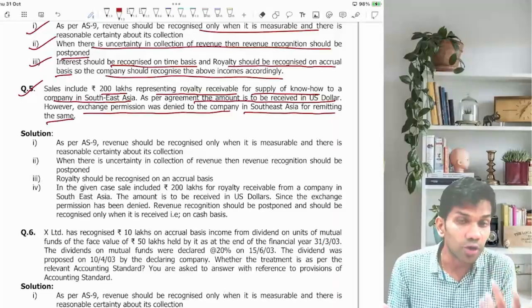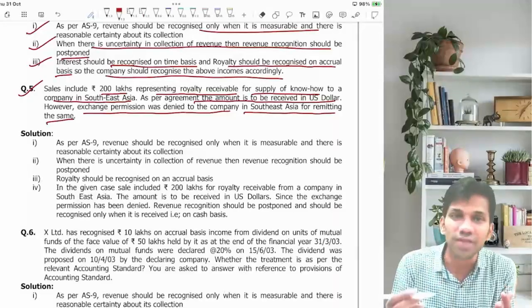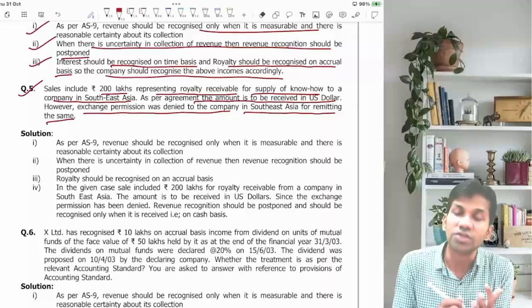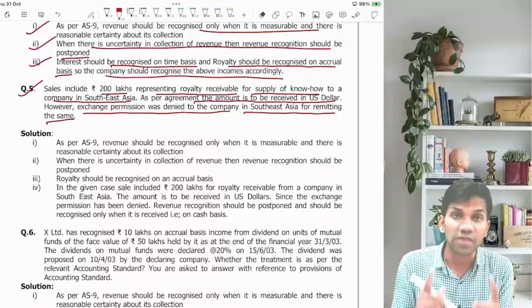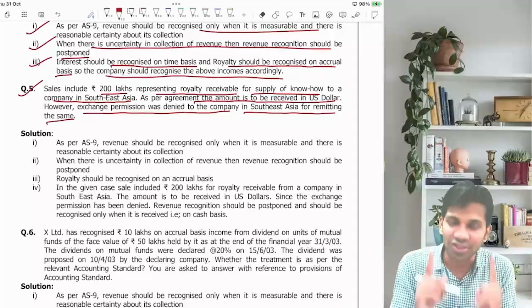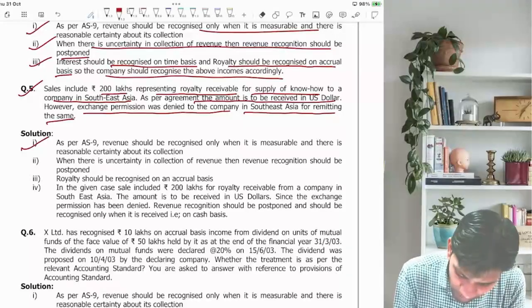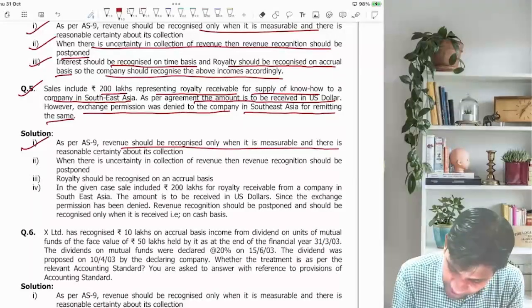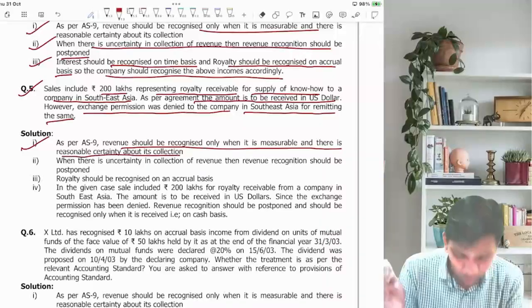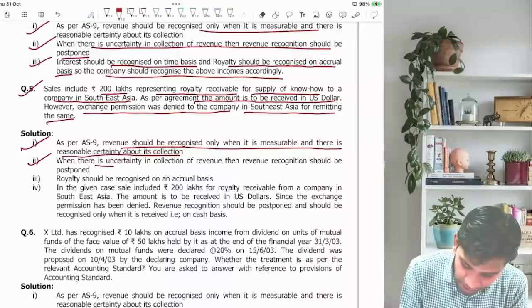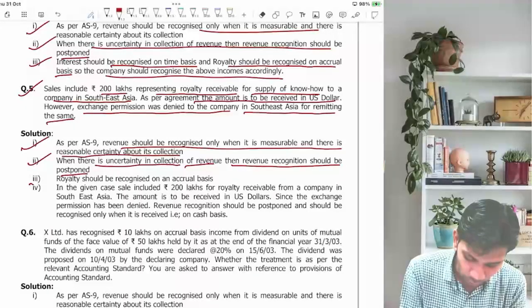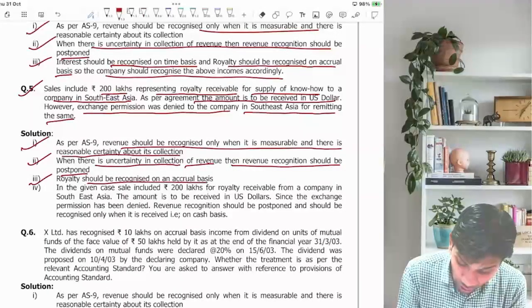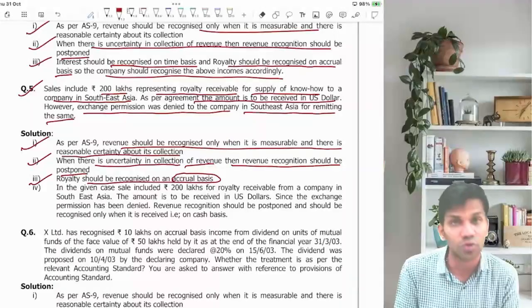Which cases am I talking about? When the revenue is receivable from outside India, revenue should be recognized only when it is certain. And if it is uncertain, revenue should be recognized only when it is received, that is cash basis. First point is same as per AS-9, revenue should be recognized only when it is measurable and when there is reasonable certainty about its collection. Point number 2, when there is uncertainty in collection of revenue, then revenue recognition should be postponed. Point number 3, royalty should be recognized on accrual basis. This I have already discussed with you guys.